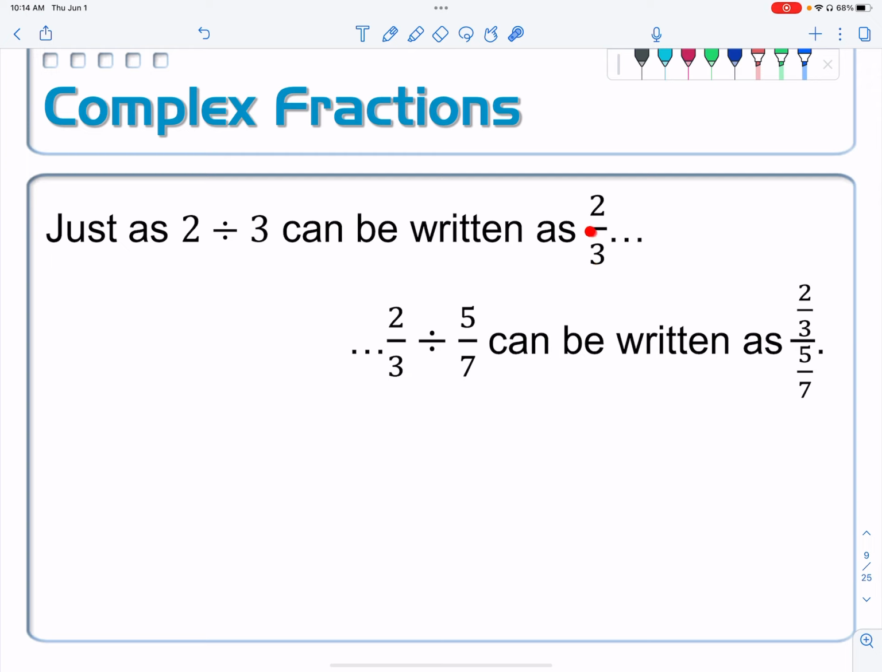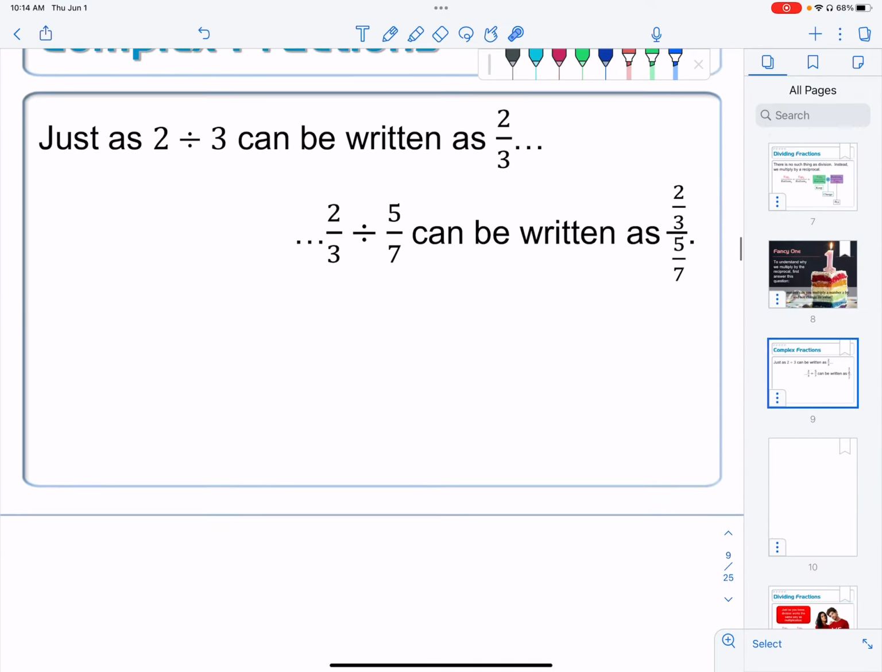The division sign, this is the same thing as a division sign, and this one goes down there on the bottom. Okay, so I'm going to do the exact same thing with 2/3 and divide it by 5/7. So 2/3 is going to be on the top of the fraction, divided by, and then 5/7 on the bottom of the fraction.